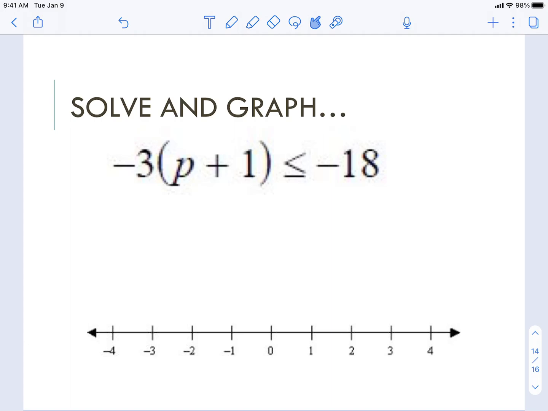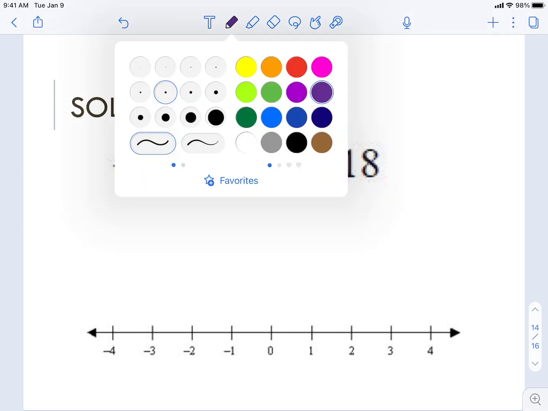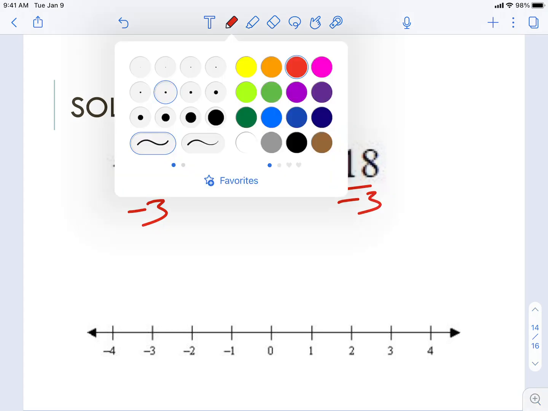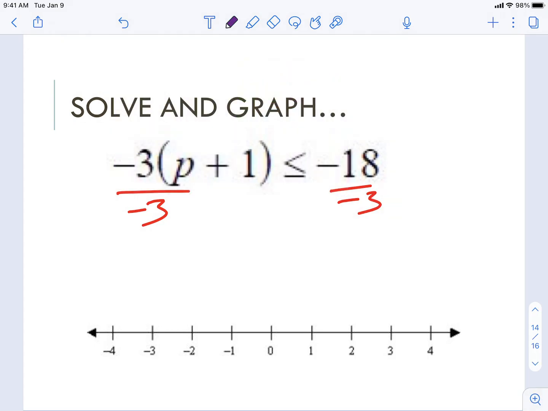Solving and graphing. Okay, so solving a one variable inequality and then graphing. Remember PEMDAS stuff. I'm breaking this down to try to get P all by itself on one side. The outermost layer from that is that -3, right? I've got to get rid of that first. So the first thing I'm going to do is divide both sides by -3. Now, that gets me to P plus 1. I don't need the parentheses anymore if there's nothing outside of them. -18 divided by -3 is positive 6.